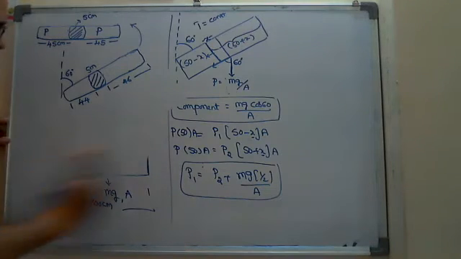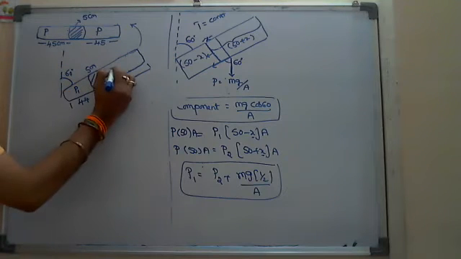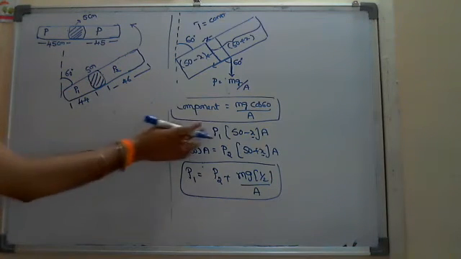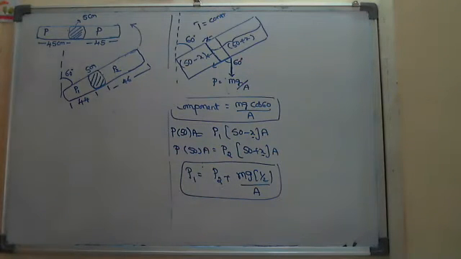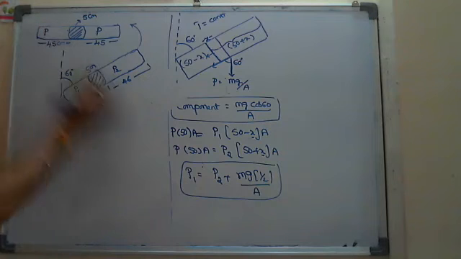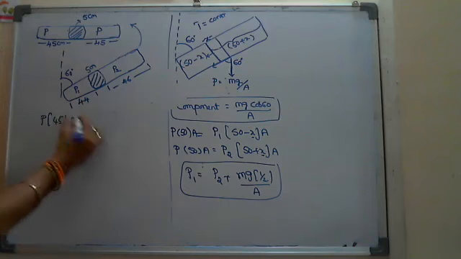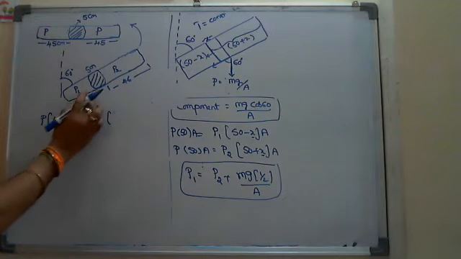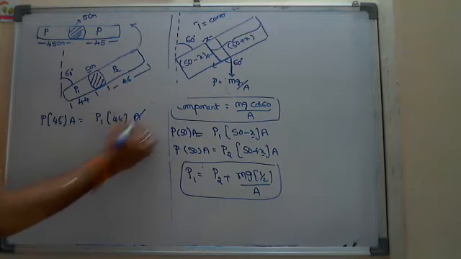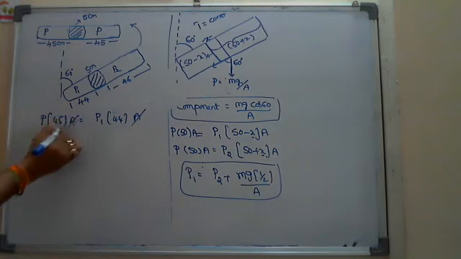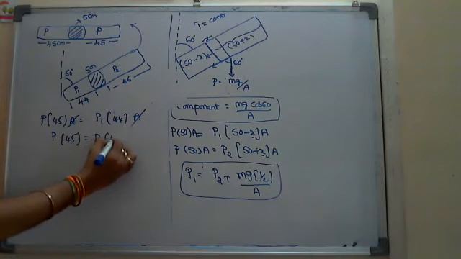That P you can't get directly. Why? Because after tilting we are considering here it is P1 and that is P2. Unless you find either P1 or P2, you can't find P. So from this relation, P into volume, this is P into 45 into area of cross section, is equal to P1 into the length 44 into A. The area of cross section is unnecessary, that gets cancelled finally. So you are getting P into 45 is equal to P1 into 44.